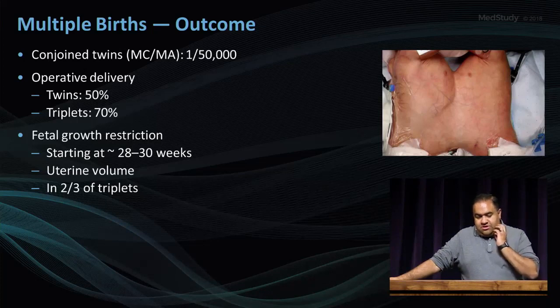Other things about multiples: there are fetal growth restrictions, usually at about 28 to 30 weeks. The uterus just has only so much volume it can hold, and so that's where a lot of it can be problematic.